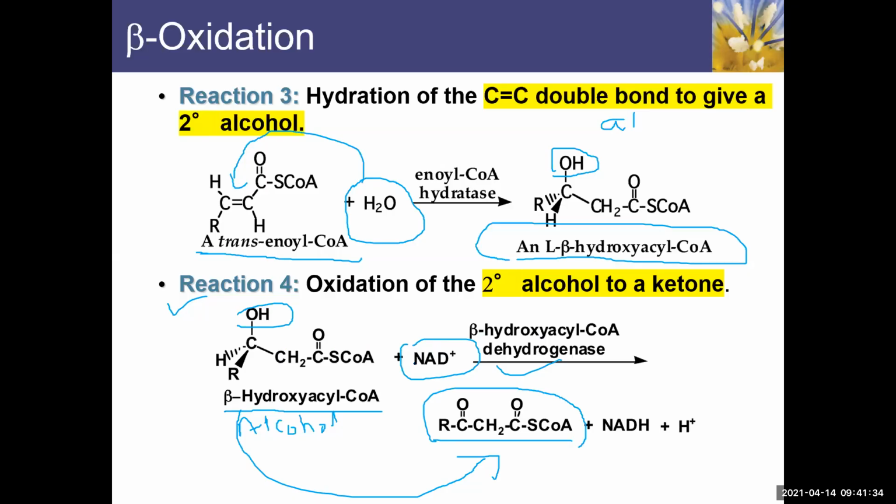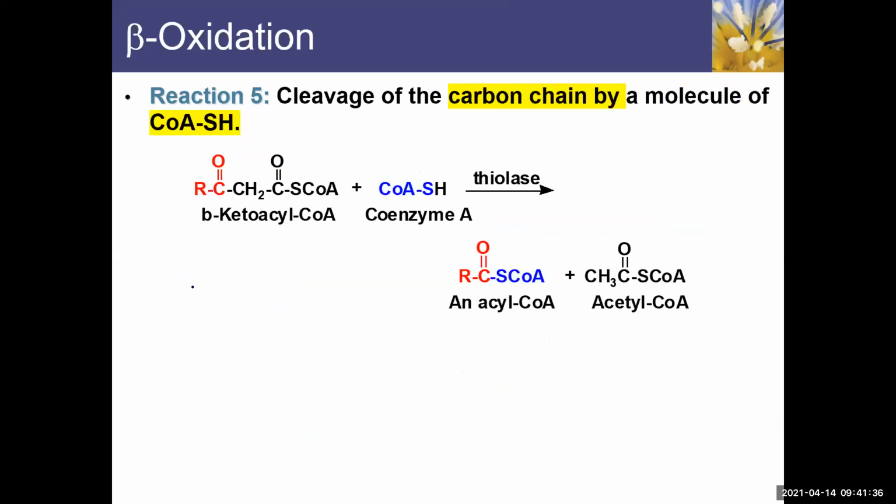Okay, and then we have step 5, which is the last step. So step 5 is a cleavage step. After doing oxidation, then hydration, then again oxidation, now the splitting step. So in the splitting step, what did you do? We had this ketoacyl CoA. Okay, and this is the place where we will produce the ATP. But what do we produce here?